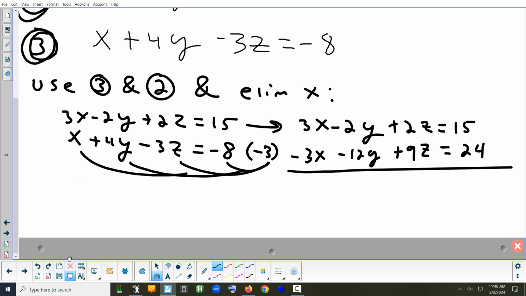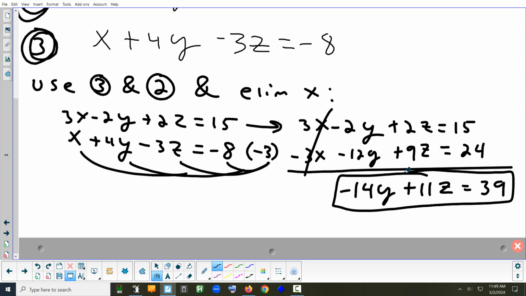All right. What do we get when we add up everything that's on the left? The x's cancel to 0. Yep, so x's are gone. That was negative 14y, and then plus 11z equals 39. Okay, so we put a box around that. And I'm going to refer to that as equation 4, because I like to give names to things. Right, so that's equation 4.